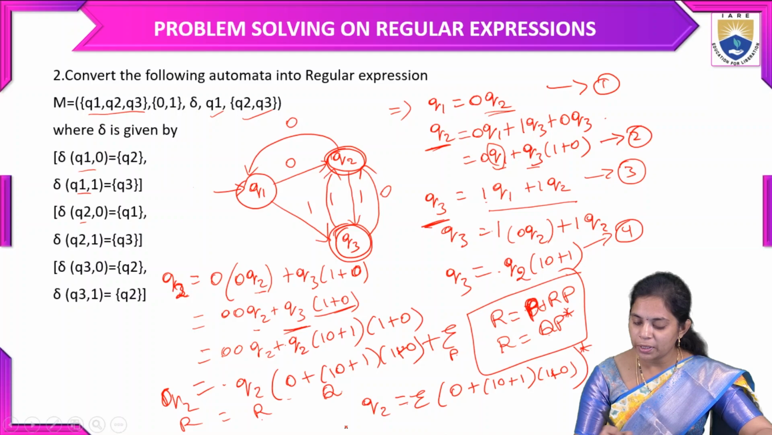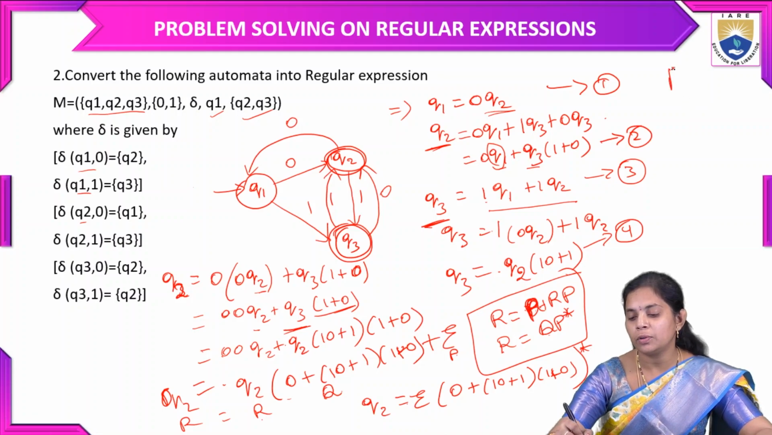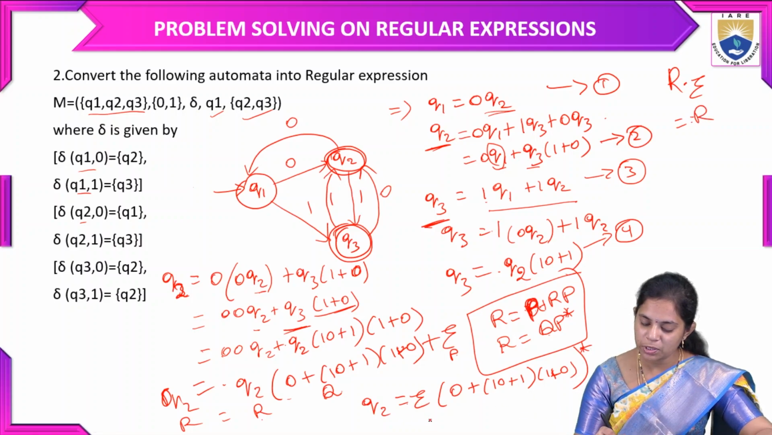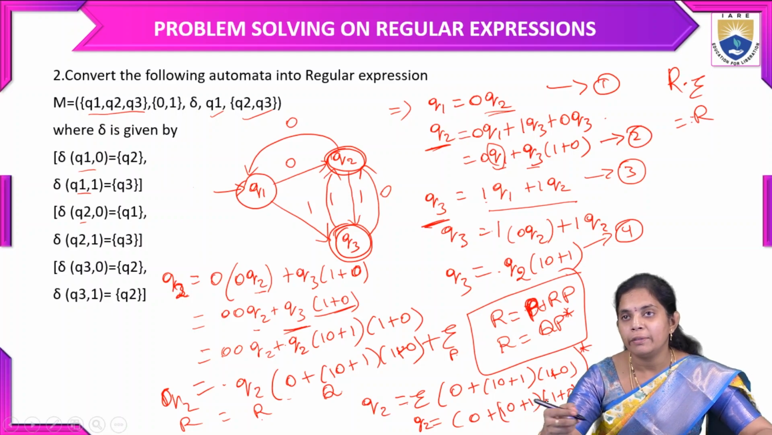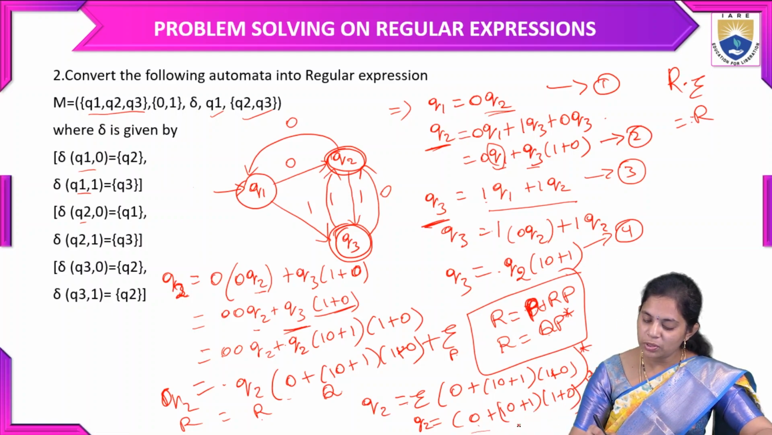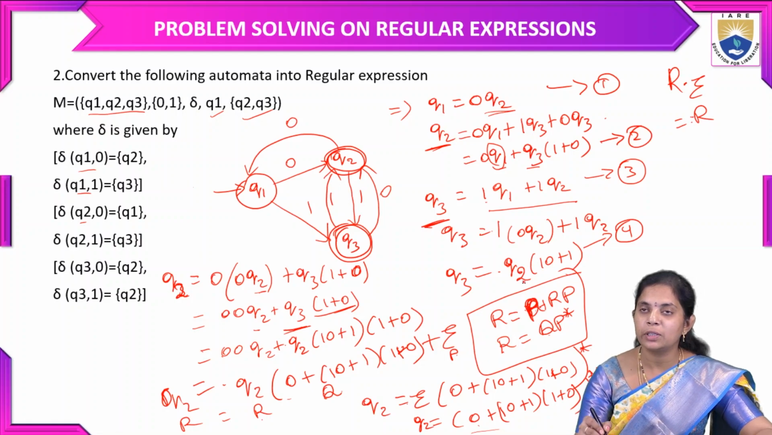So epsilon into anything, epsilon into R, according to the rule R dot epsilon is equal to R only. Like this, with this expression, we will get only the single value, 1 plus 1 and 1 plus 0. So this is the whole star. So this is about the Q2. So Q2 is this one, and we need to solve this equation with the Q3. So if you substitute this entire thing, here is the Q2 value, we will get all together.